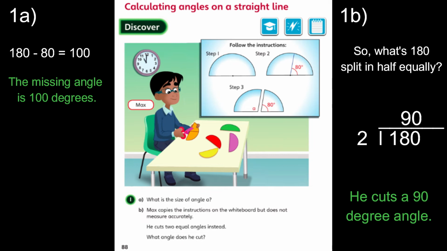It's pretty easy to work out missing supplementary angles because we know that a straight line is 180 degrees. So we just have to subtract what we don't know. We just subtract what we do know in order to find out what we don't know. Let's try a couple more examples of this.